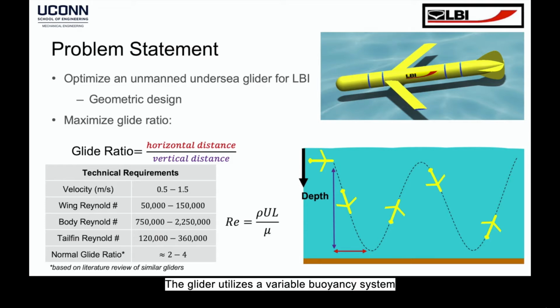The glider utilizes a variable buoyancy system to move through the water. It has two bladders that are located in the fuselage, one that's filled with oil and one that's not. By transferring the oil back and forth between the two bladders, the glider can set itself to be either negatively buoyant or positively buoyant. We look to maximize the glide ratio, which is simply the horizontal distance that it travels divided by the vertical distance that it rises or sinks in the water. We compare our results to the performance of other underwater gliders, which seems to be around 2 to 4.